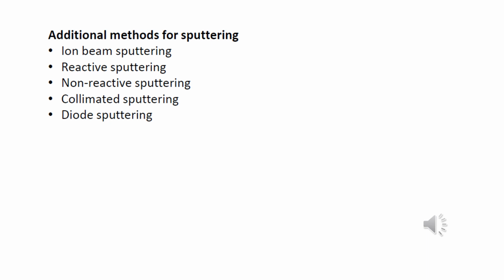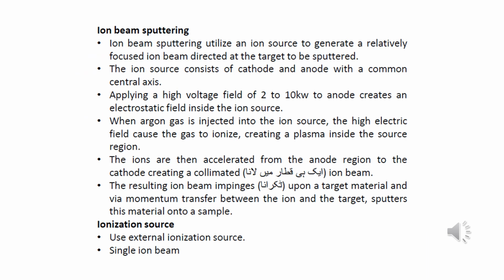We will discuss additional methods of sputtering, which are ion beam sputtering, reactive sputtering, non-reactive sputtering, collimated sputtering, and diode sputtering. I am going to discuss ion beam sputtering. Ion beam sputtering utilizes an ion source to generate a relatively focused ion beam directed at the target to be sputtered. These ion sources consist of a cathode and an anode with a common central axis.